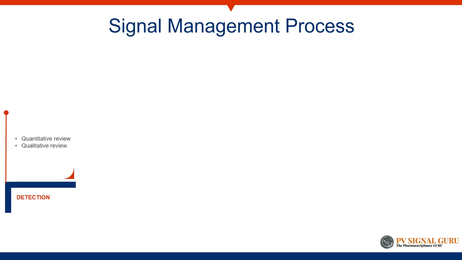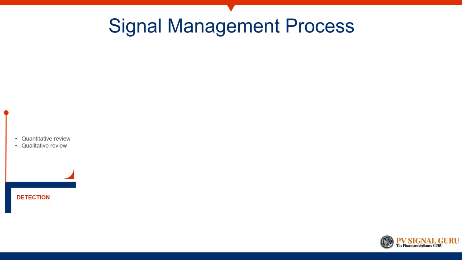Signal detection. This is the process of identifying potential signals using data from various sources. The data sources could be spontaneous reports, clinical trials, literature, observational studies, or real world evidence, etc. All the sources that we learned earlier. The methods that we follow to perform signal detection could be quantitative, that is, disproportionality analysis, or qualitative methods, or a combination of both. The goal over here is to identify unusual patterns or trends that may indicate a new or changed risk.